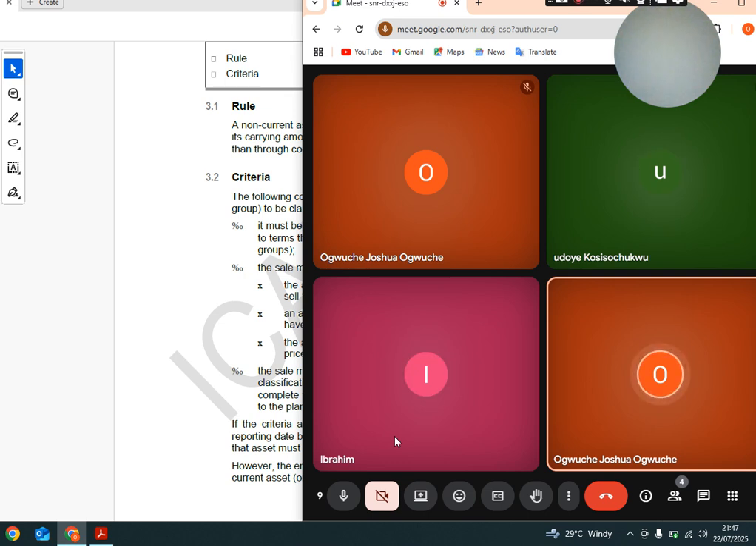So, like I said, this is measured at the lower of carrying amount and fair value less cost to sell. That is how this is measured, right? So, presentation of this asset held for sale. Any asset that is classified as held for sale must be removed from your PPE.